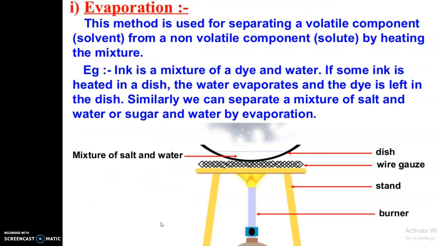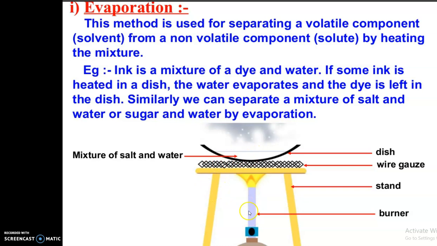The first method is evaporation. This method is for separating a volatile component, that is solvent, from a non-volatile component. So it is a method to separate solvent from solute by heating the mixture. For example, ink is a mixture of dye and water. If some ink is heated in a dish, the water evaporates and the dye is left in the dish. So if you take a mixture of ink and water and heat it, we know water will evaporate easily, so we'll get only ink.